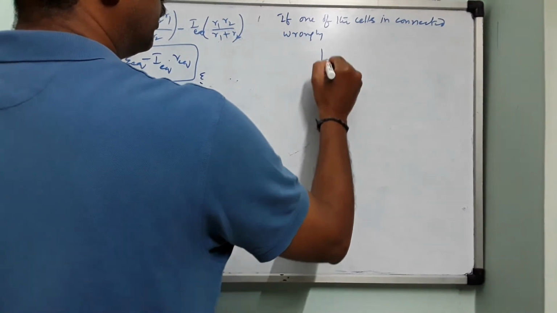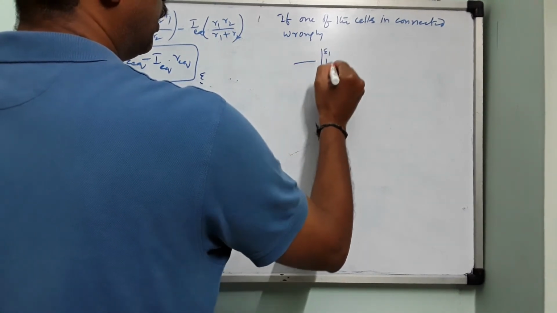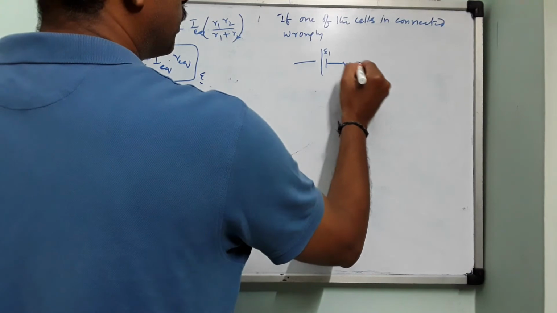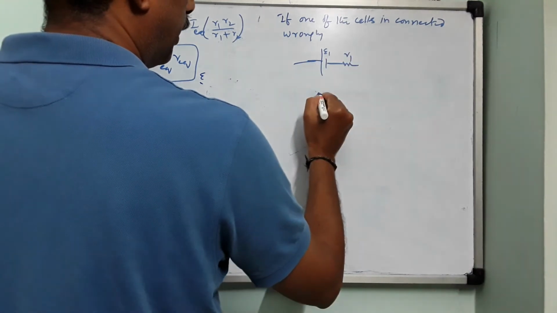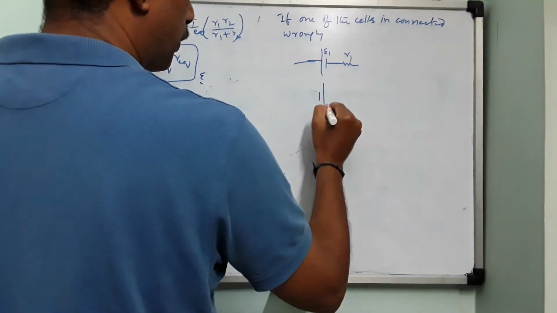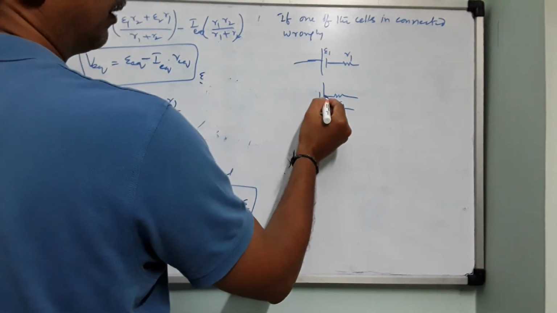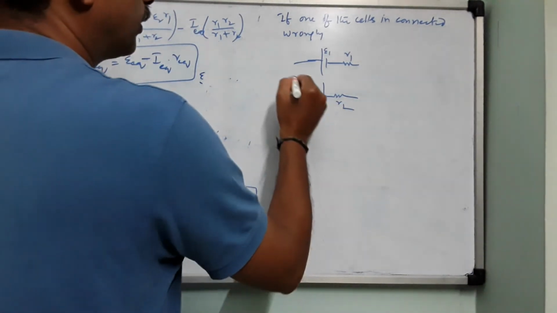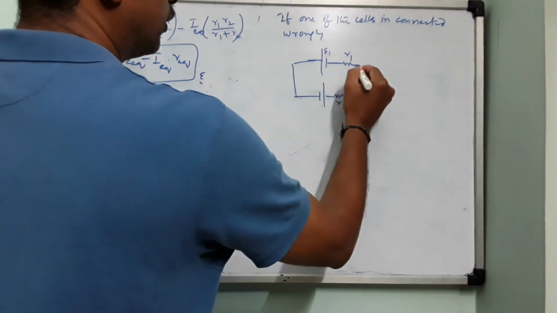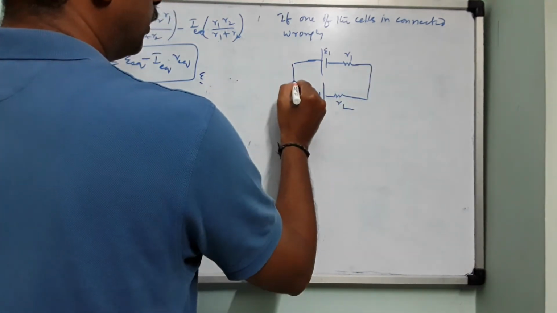How wrongly? This is E1, okay, and resistance is what? R1, and this is negative and this is positive. This is R2. Previously it was not like that. Positive on the left side, negative was on the right side. So now I connect this like this.